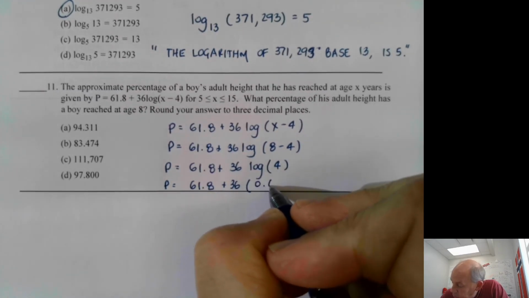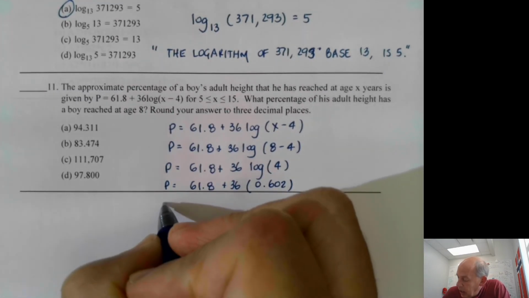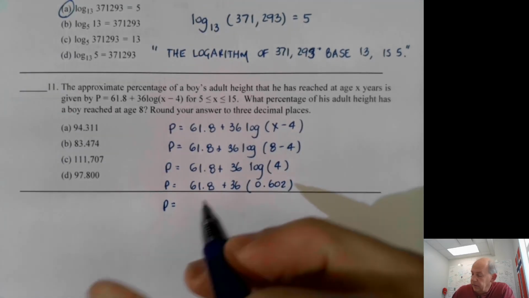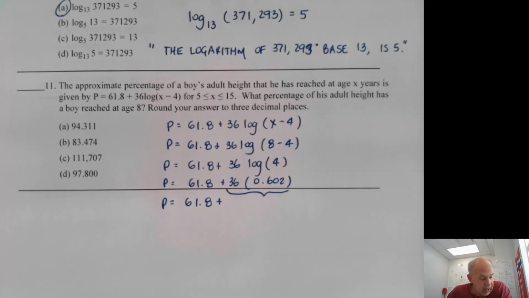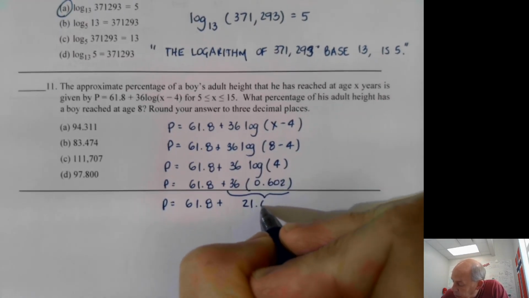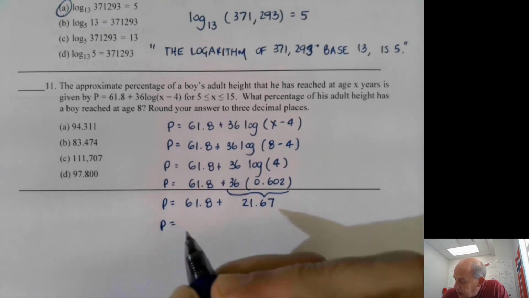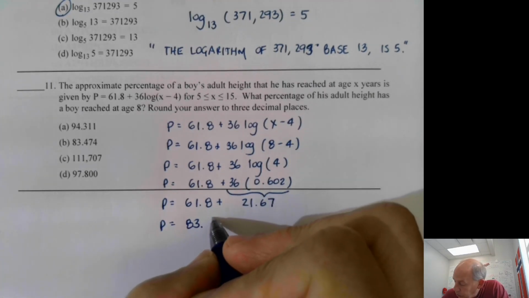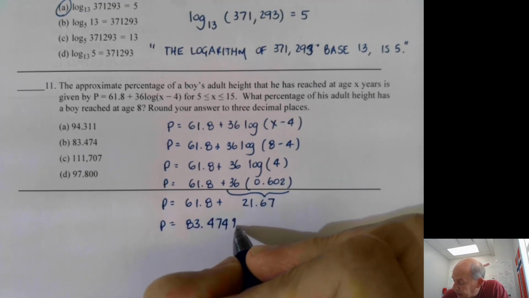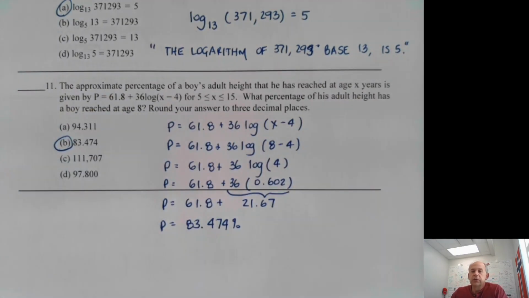And that's 0.602. And when I multiply all of these values together, 61.8 added is 21.67. So the percent of adult height is 83.474%. My answer is choice B. So there is how you would do that one with the logarithmic expression. Up next, part 2, we'll continue working through your practice final exam.